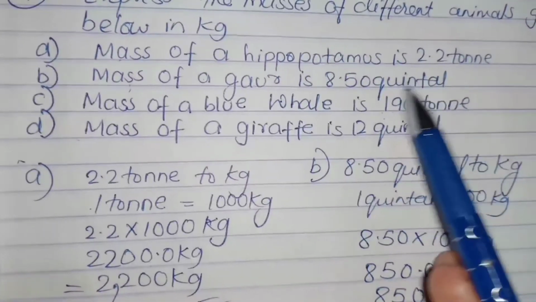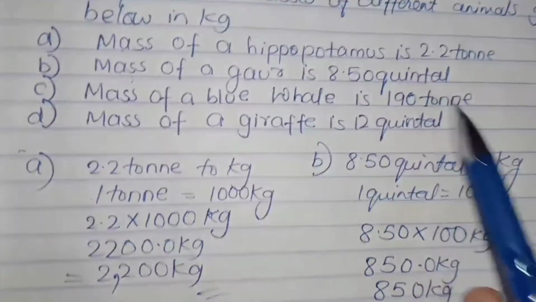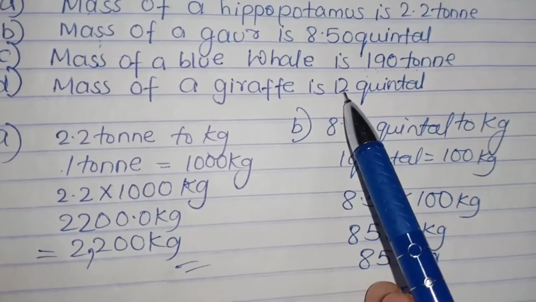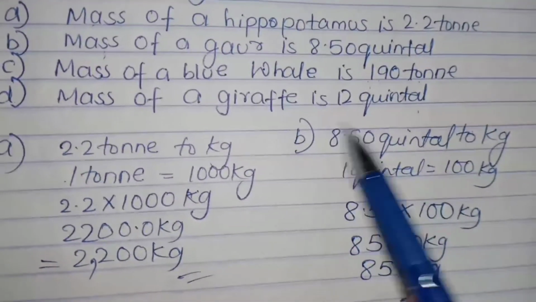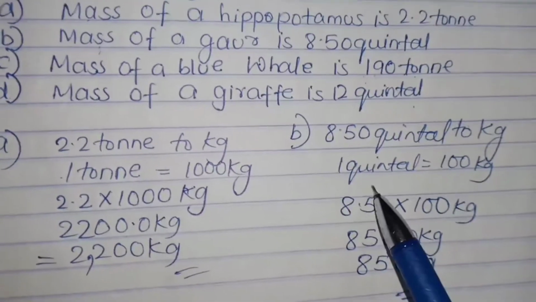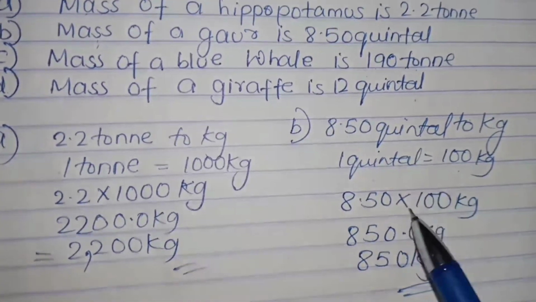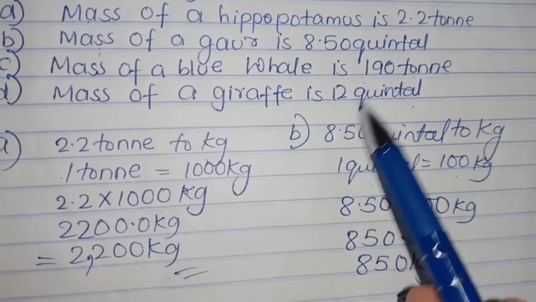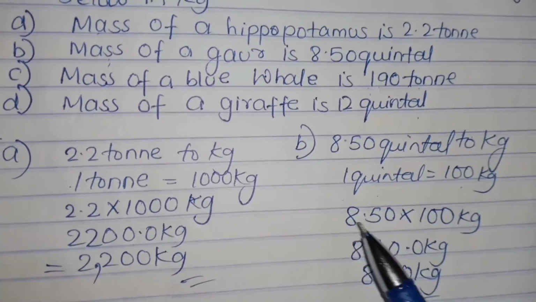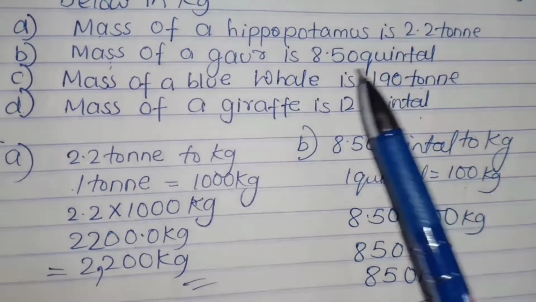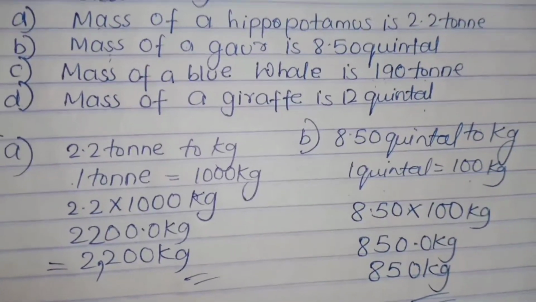Okay, I have done here now. In question number B, quintal, same way you will do this 12 also. Okay, same way you will do this question number D. This is 12 quintal, where 12 quintal we have to convert into kg. So 1 quintal is equals to 100 kg, and what you will do? 12 into 100. In place of this 8.50 you will write this 12. Okay, so you will get the answer.